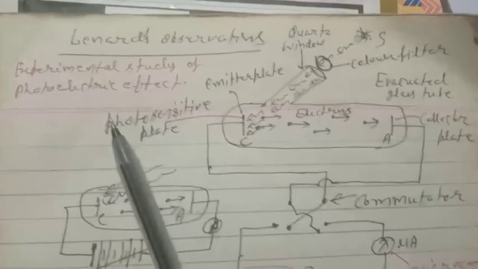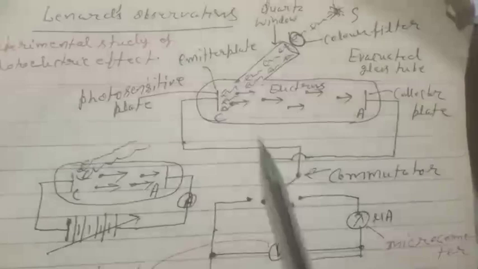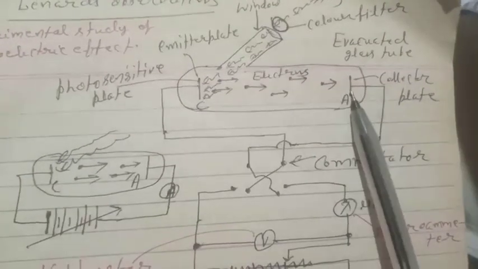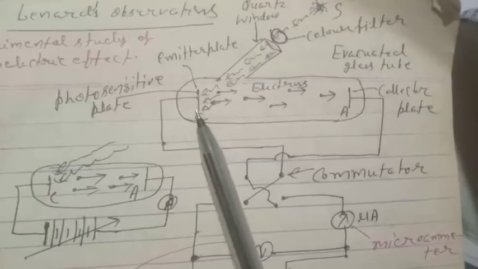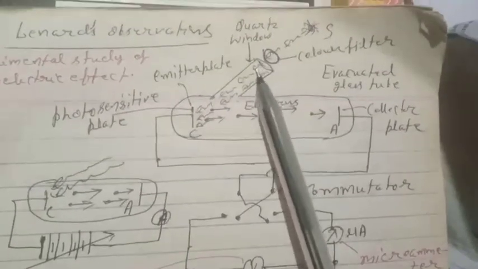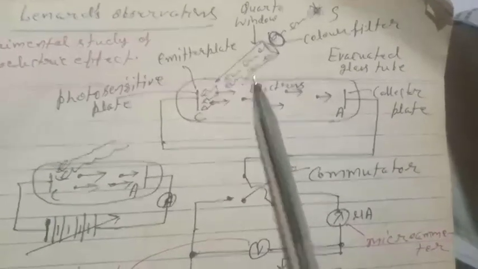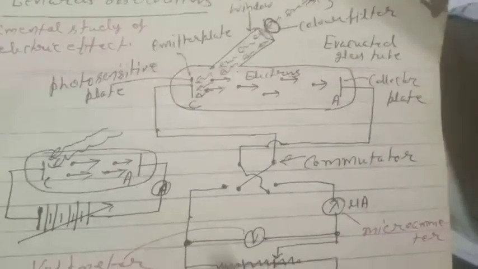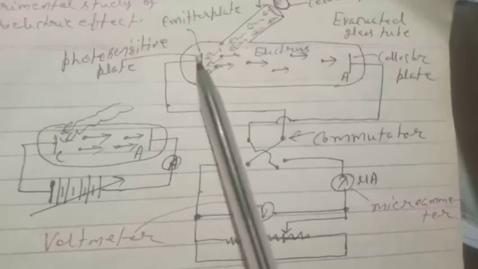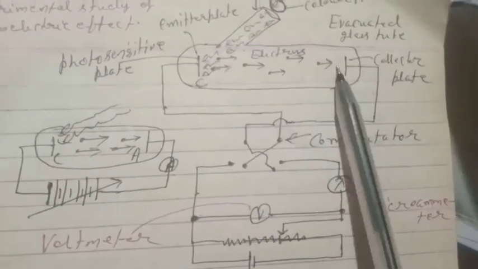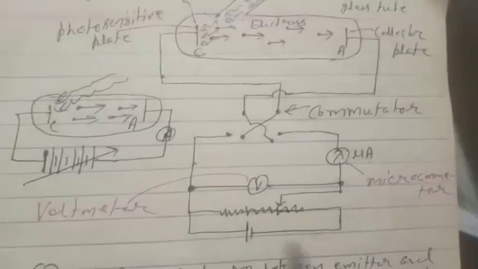Experimental study of photoelectric effect. This is a discharge tube. This is a collector plate. This is a photosensitive plate. This is a color filter. Quartz window. Emitter plate. And these two plates are connected with a battery.